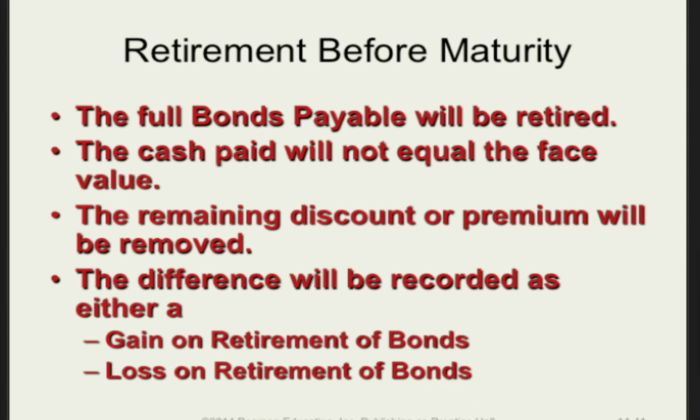In many cases, the company has the right to retire the bonds before maturity. When that occurs, the bonds will be paid off based on their current book value and any penalties that must be recorded by contract. As a result, there will usually be the need to record either a gain on the retirement of bonds or a loss on the retirement of bonds.